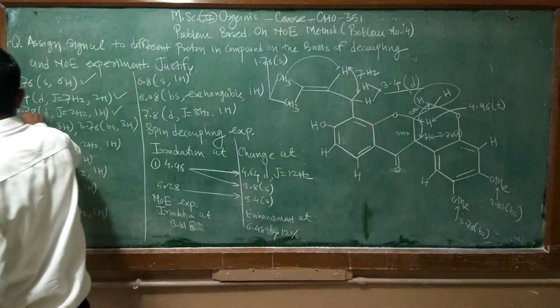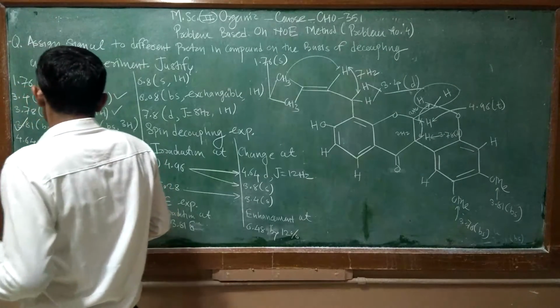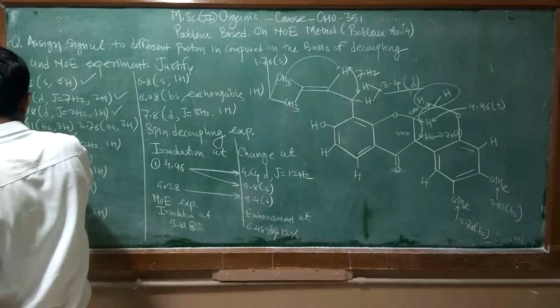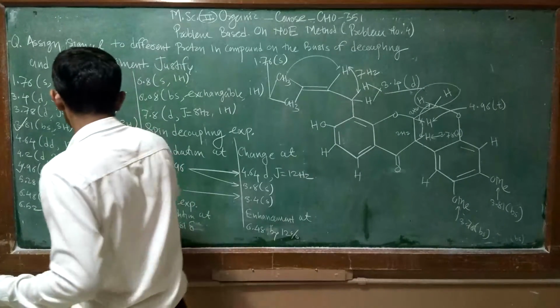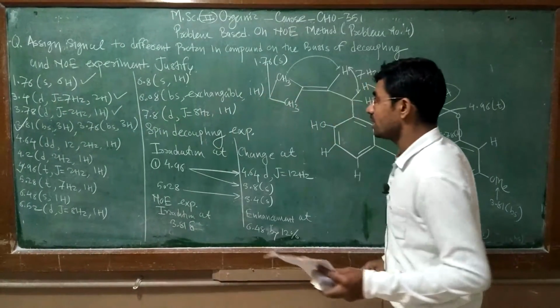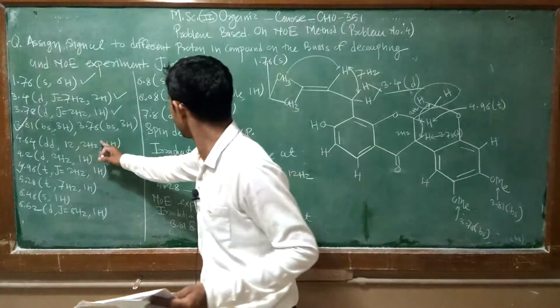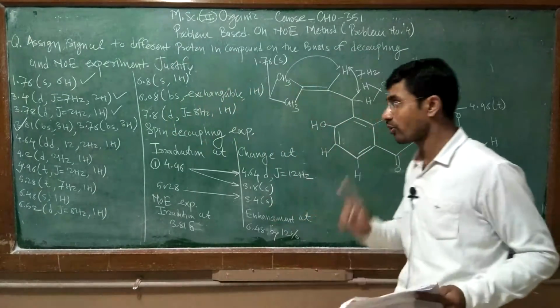Okay. Then this 4.64 doublet of doublets, with 12 and 10 Hertz, 12 and 2 Hertz, 1 proton. If you observe the remaining signals, all are signals for 1 proton.